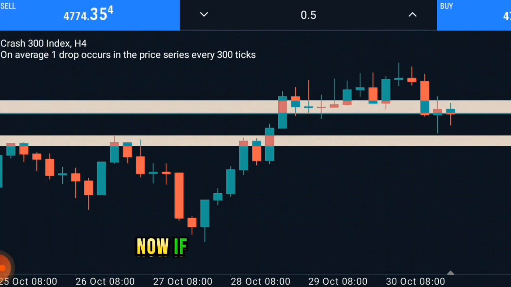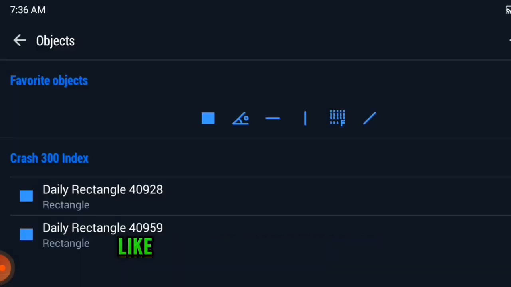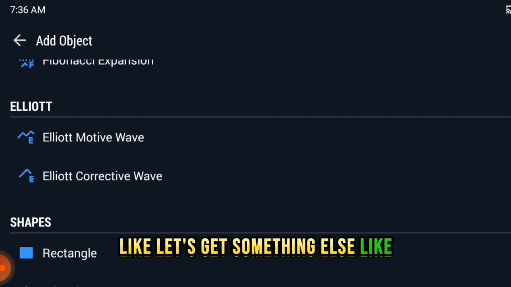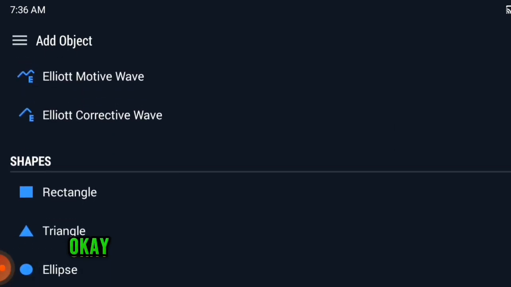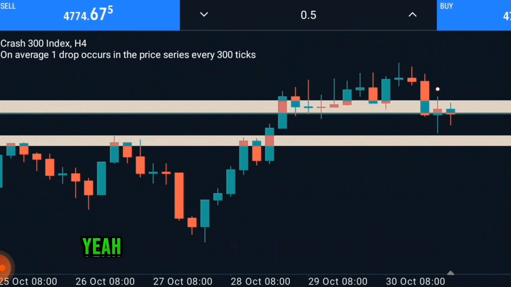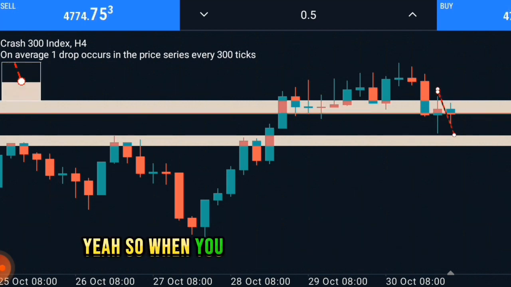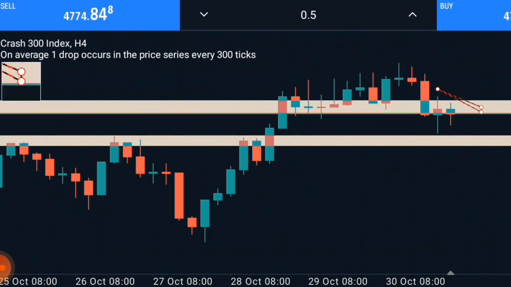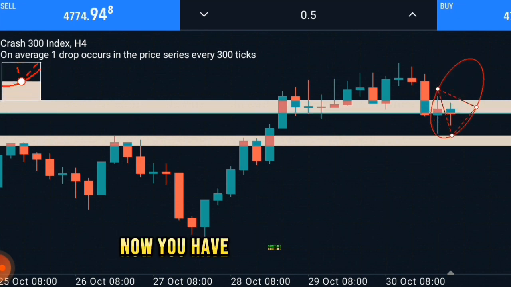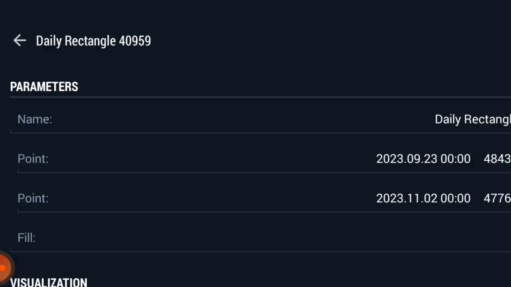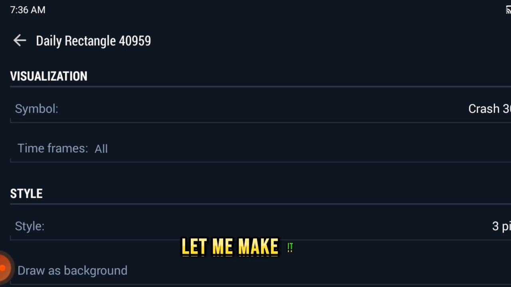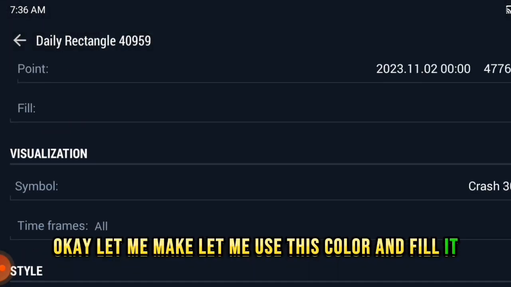Now, if we add something else, like, okay, let's use this circle dot. Yeah, so when you have something like this, let me make it red. Okay, let me use this color and fill it.